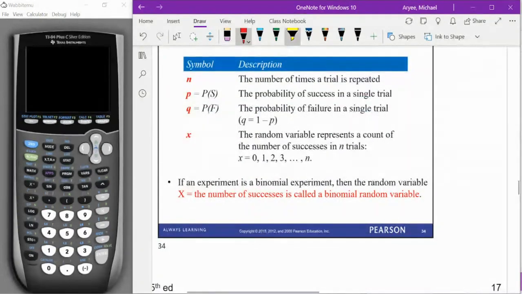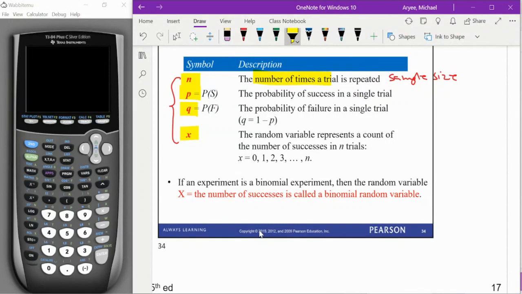So in any binomial question, you should have 4 variables that you need. The n is the number of trials. In other words, what is the sample size? How many people were in the survey, if it's a question that involves a survey?